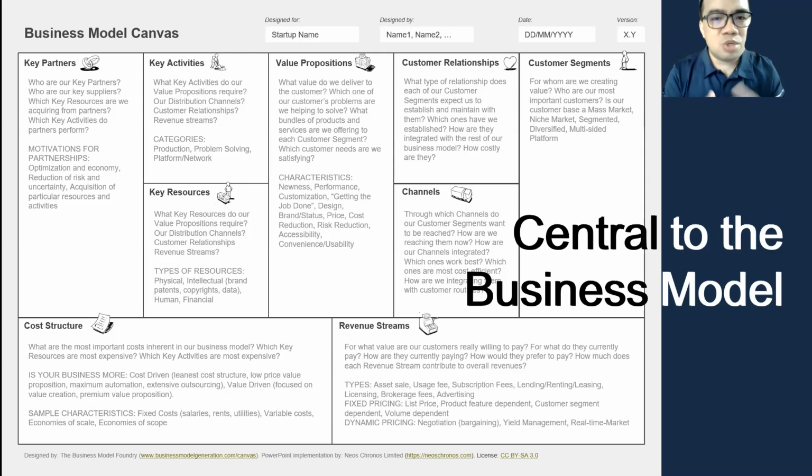So performance, customization, getting the job done, design, brand status, price, cost reduction, risk reduction, accessibility, convenience, usability. So imagine I don't have to bring my SLR, my watch, what else? So there are a lot of things. I don't have to bring my notebook or calendar to remind me of the things that I need to do for the day, or the places that I go. So there is so much value in the cell phone.